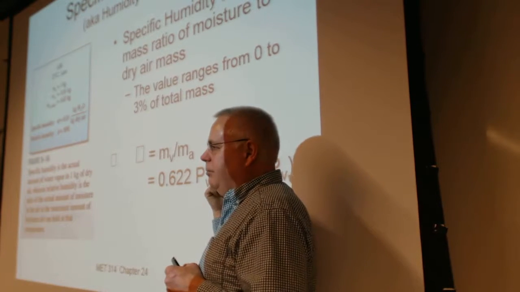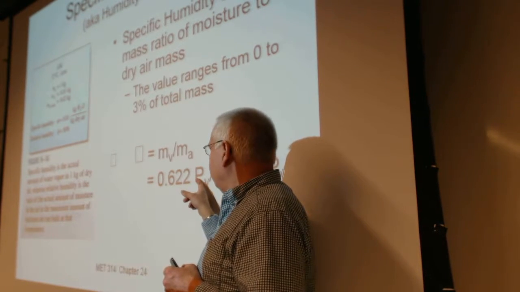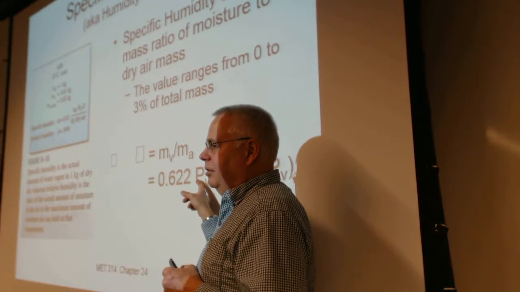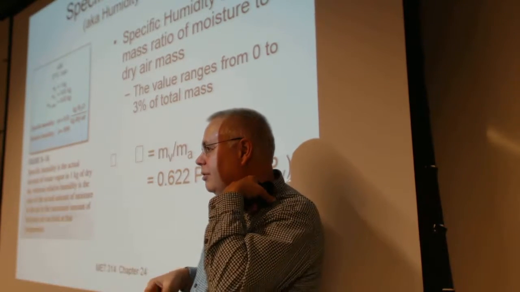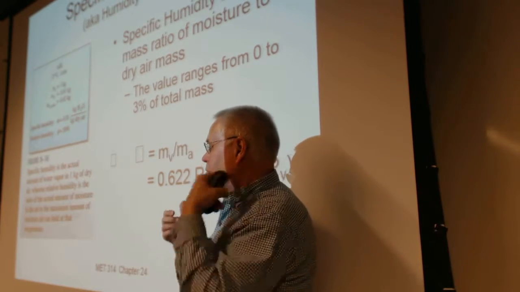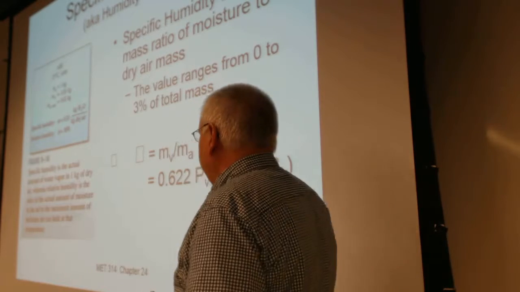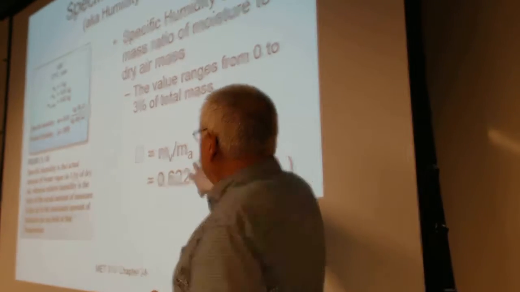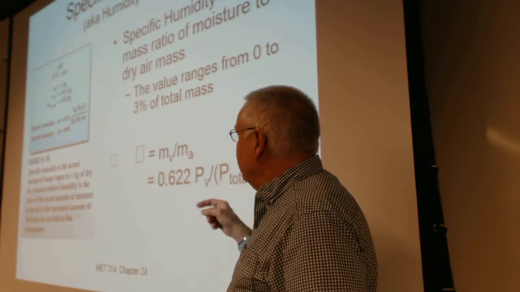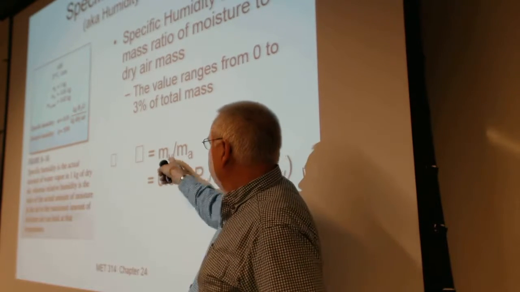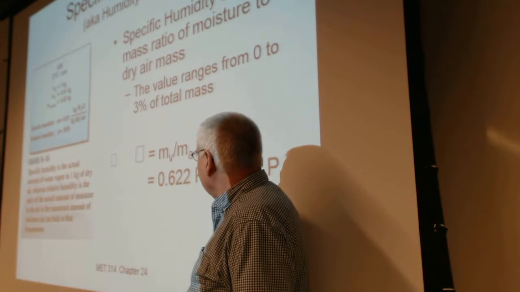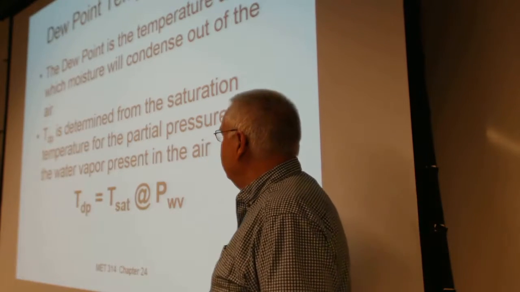And you can measure barometric pressure, and then if you know your relative humidity, the ratio of pressure to saturation pressure, and you know the temperature, then you can come up with what this volume is, and there are ways to figure that out. So that's where this comes from, and specific humidity tells you how much water vapor you have by mass.